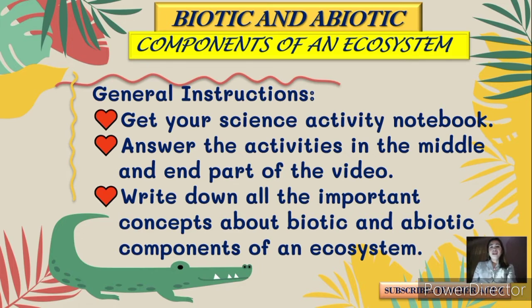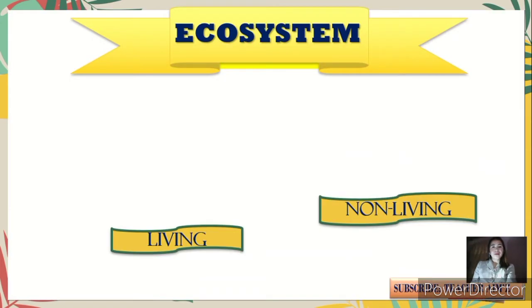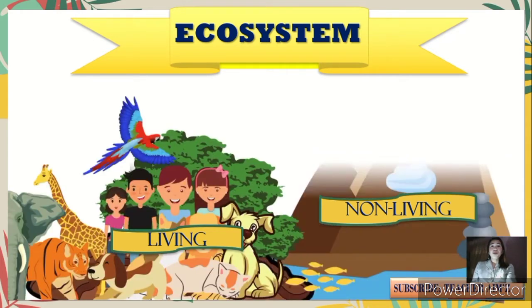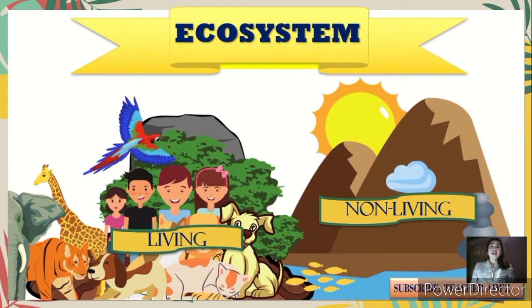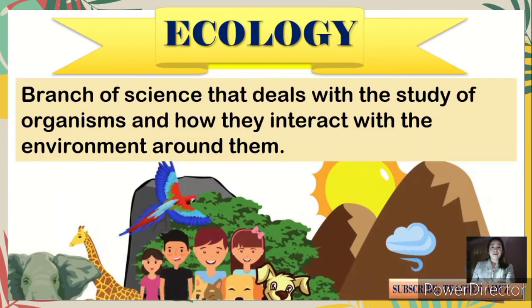Alright, the first question is, what is an ecosystem? Ecosystem is the community of living things interacting with its non-living environment. The branch of science that deals with the study of organisms and how they interact with their environment around them is called ecology.